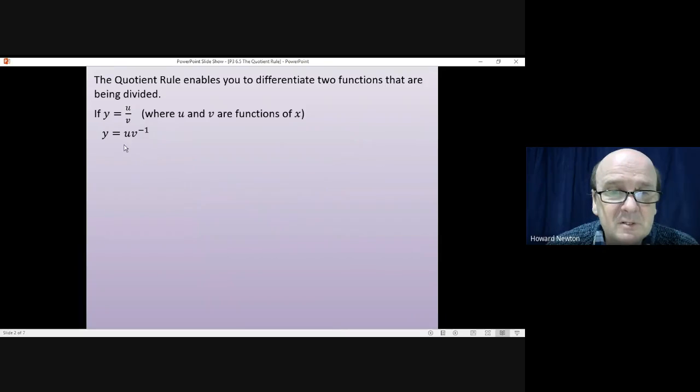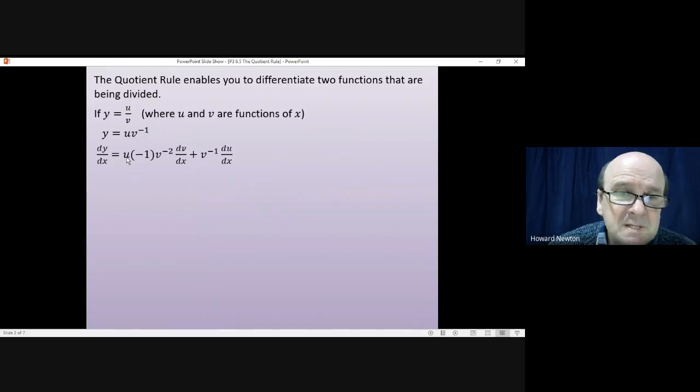It's a little bit confusing because both of these are functions of x. But we use the product rule in the normal way. So we'll write down the u, differentiate v to the minus 1, write down the v to the minus 1 and differentiate the u. So writing down u is that. Differentiating v to the minus 1 gives us minus 1 times by v to the power of minus 2.